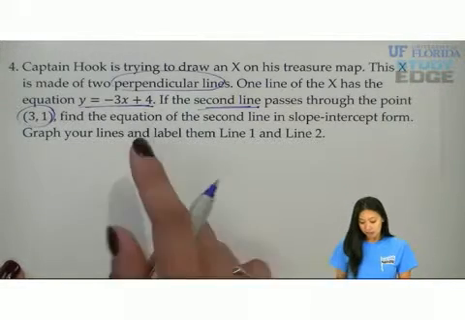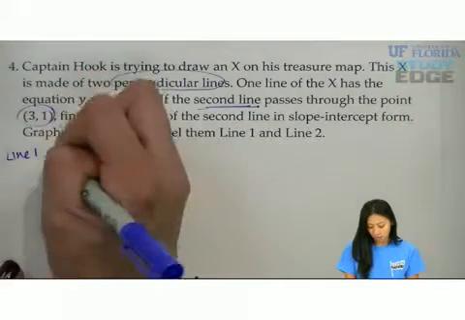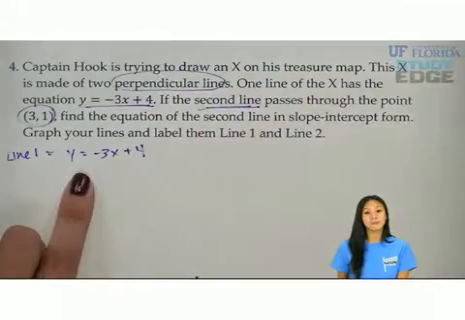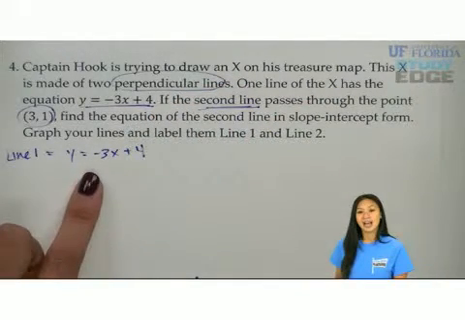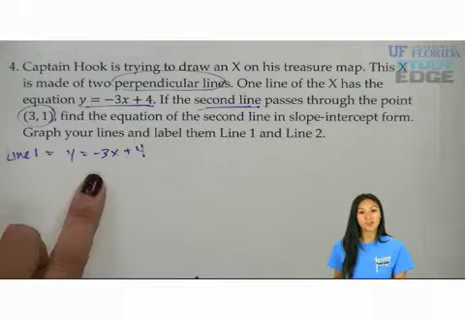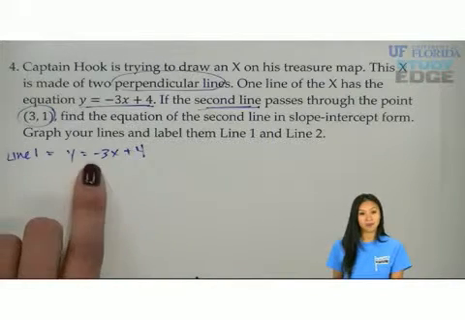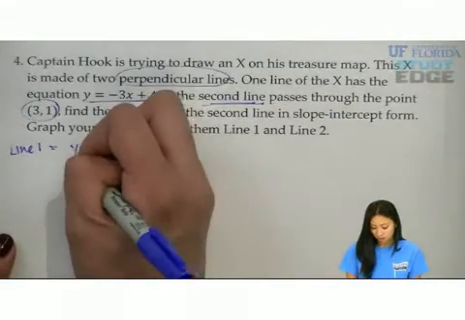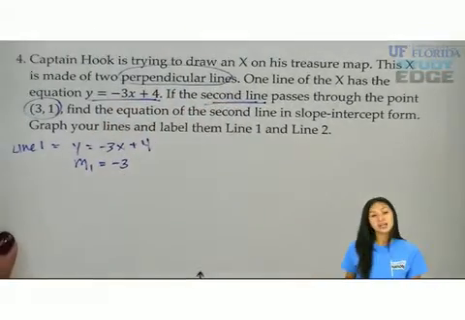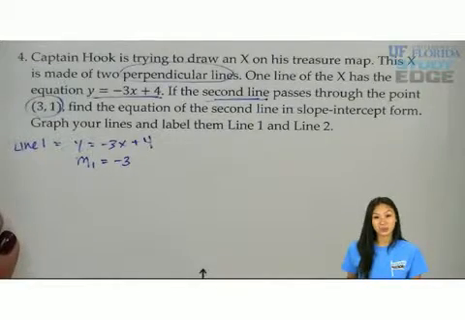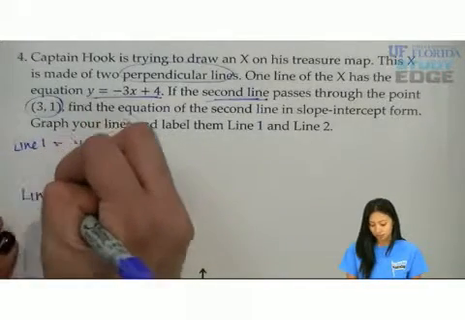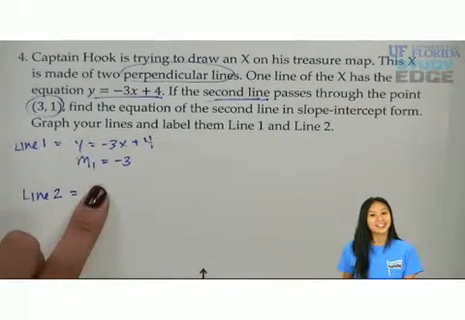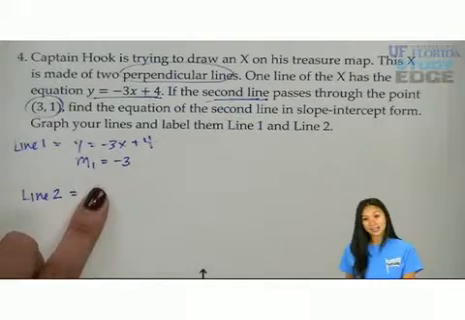All right, so I know my line 1 is y equals negative 3x plus 4. Remember, the slope is always next to the x. Slope is always the coefficient of x when it's in slope-intercept form. So I know the slope of line 1 is negative 3. That means the slope of line 2, its perpendicular line, is going to be the negative reciprocal. That's a fancy way of saying opposite and flip.